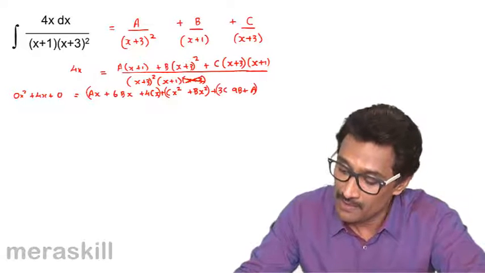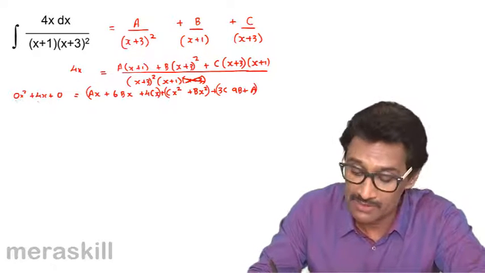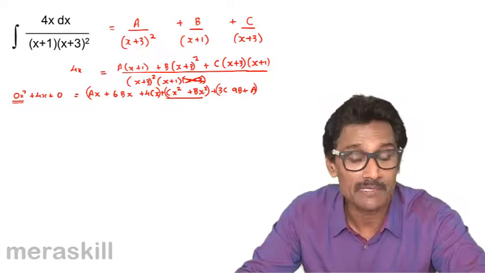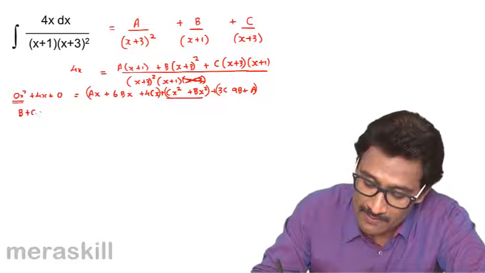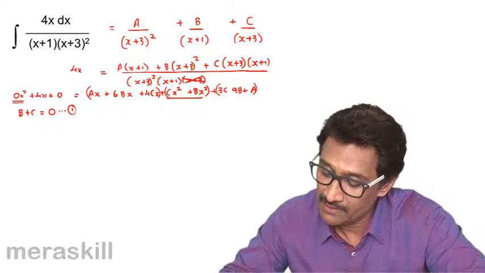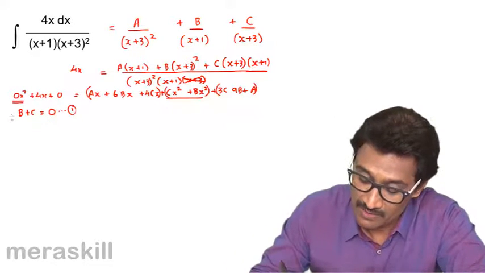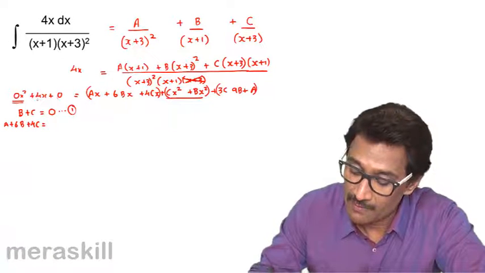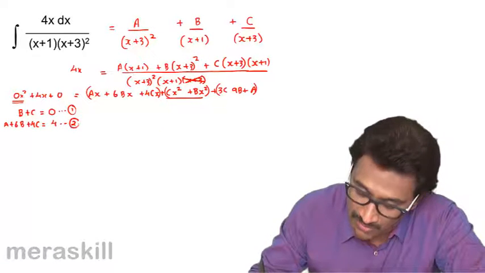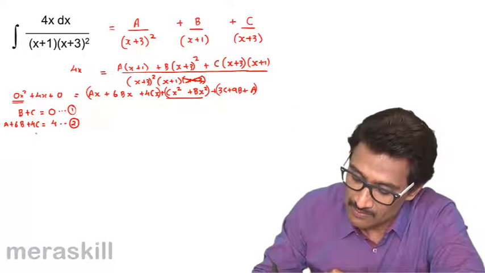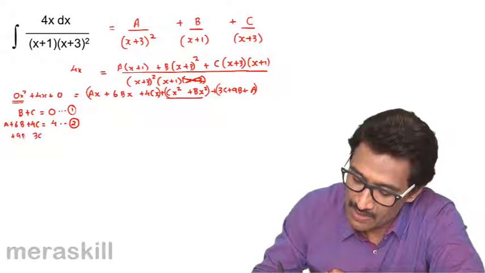Now if you compare, b plus c you have to equate with 0. Compare the x square terms: this is 0x square, this is b plus c into x square. So we get b plus c is equal to 0. You can call this equation 1. And here a plus 6b plus 4c will be equal to 4. This is equation number 2. And the last one, we have 3c plus 9b plus a, that is also equal to 0.